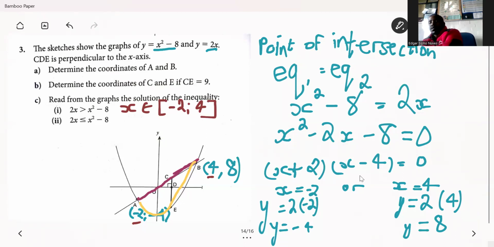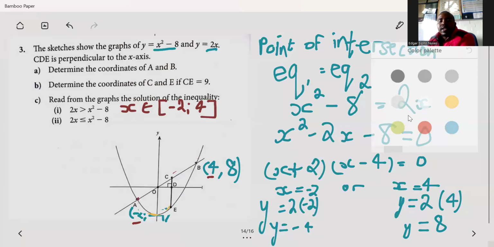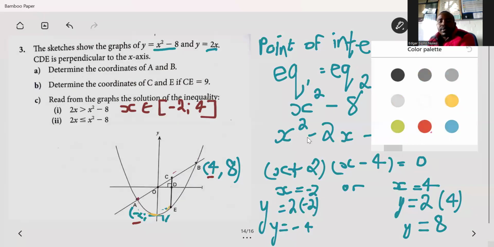Just confirm something here quickly. Okay. Now we're going to look for the areas where the straight line is below the parabola. So it says here 2x is less than or equal to x squared minus 8. So we're going to look for the regions where the straight line is below the parabola.